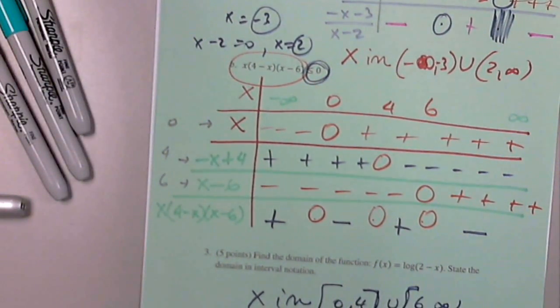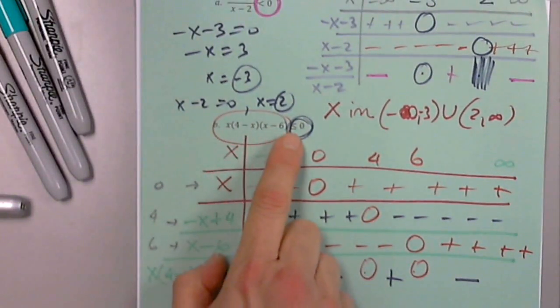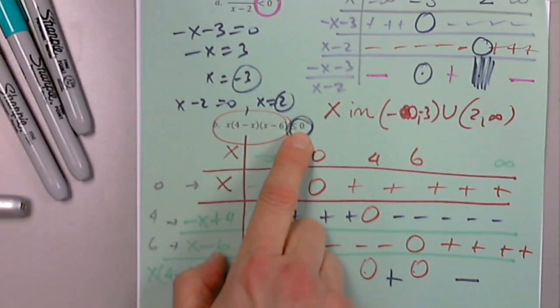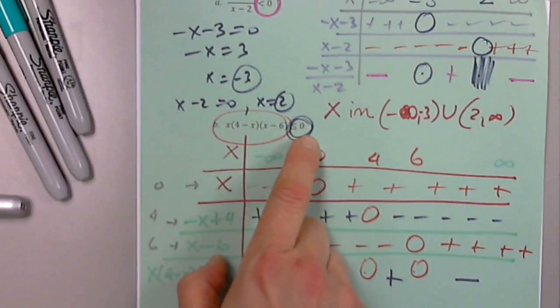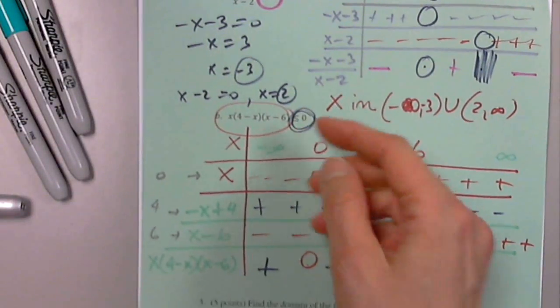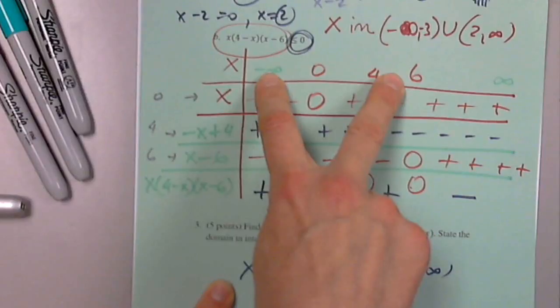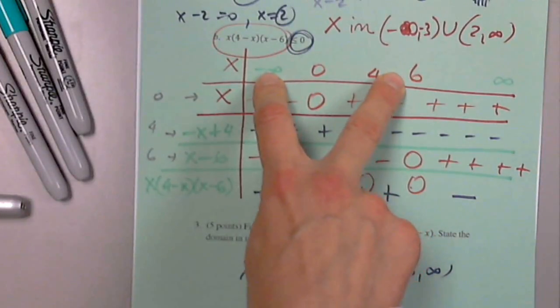Why do you pick the negatives for the final one? Which sign is less than or equal to 0? There is only one sign that is less than or equal to 0. If I had greater than or equal to 0, I would have picked these two, because only positive is greater than or equal to 0.